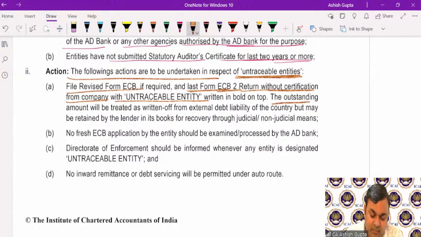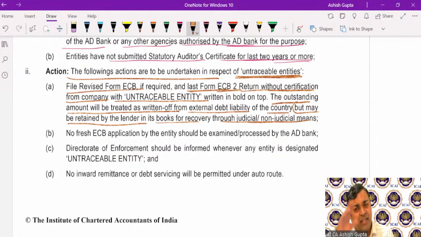The outstanding amount will be treated as written off from the external debt liability of the country, but may be retained by the lender in the books for recovery. Perfectly, right? Maybe the outside entity writes off your debt amount, but the Indian government will not write off, right? They will mention it in the record book and they will start the recovery part. No fresh ECB application by the entity should be examined or processed by the AD bank. Then further, if you again wish to raise money through ECB, you are not supposed to raise it.